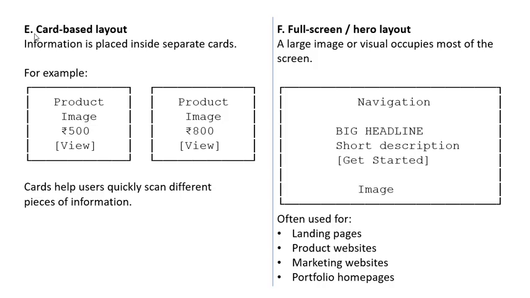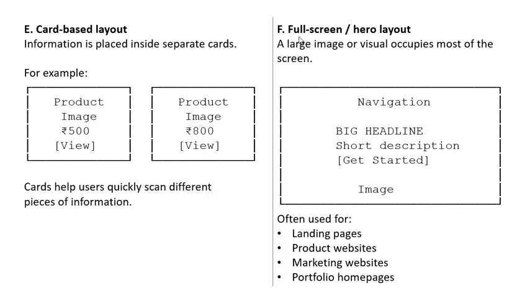And fifth is the card based layout. Information is placed inside a separate card. A card looks like a product with an image, text, price, and views as content. One product, and another product in another card, and the cards help the user quickly scan the different pieces of information.